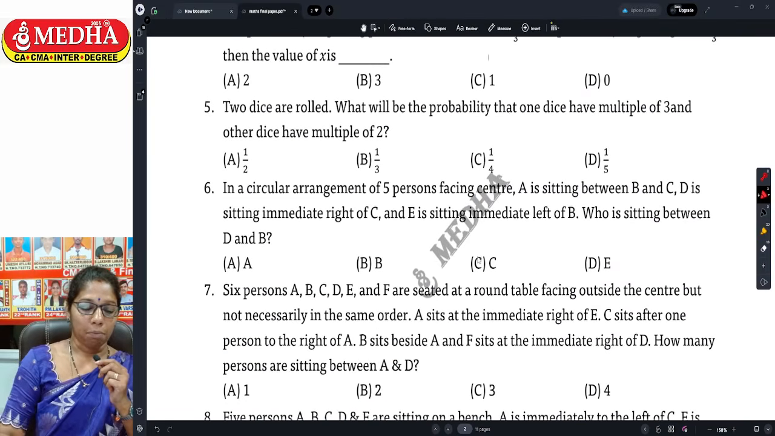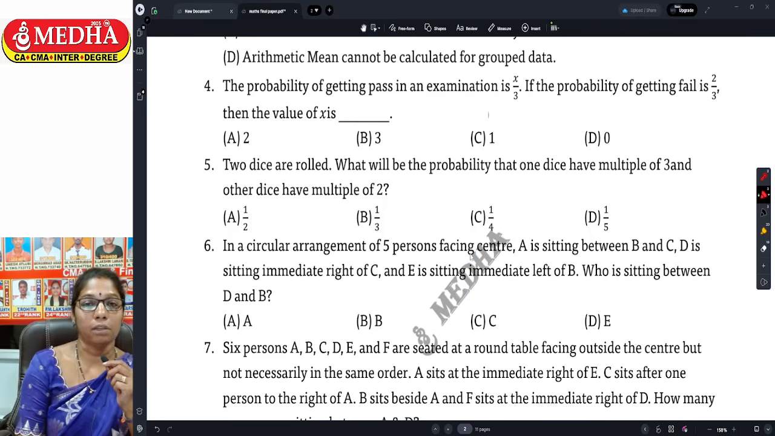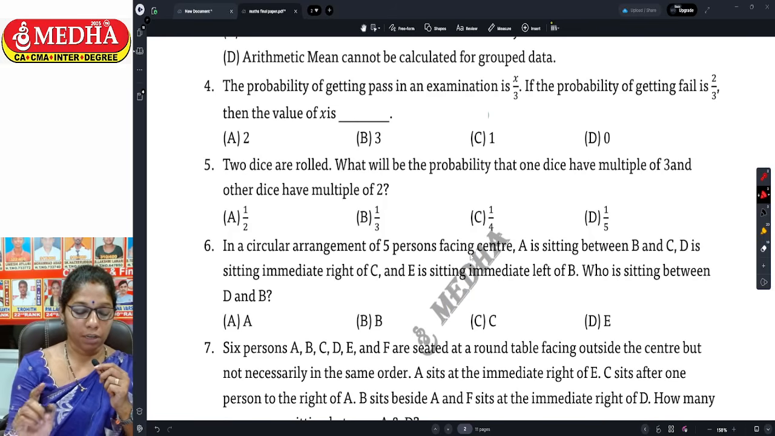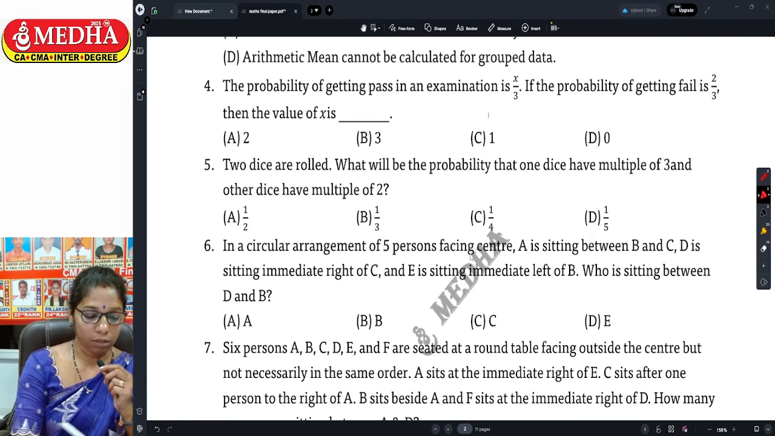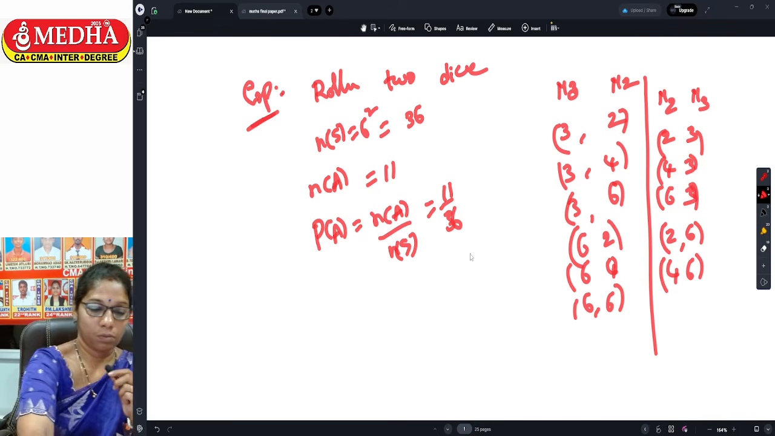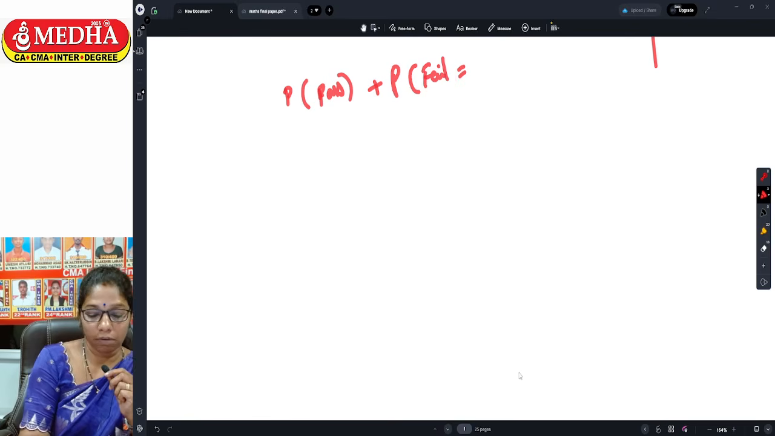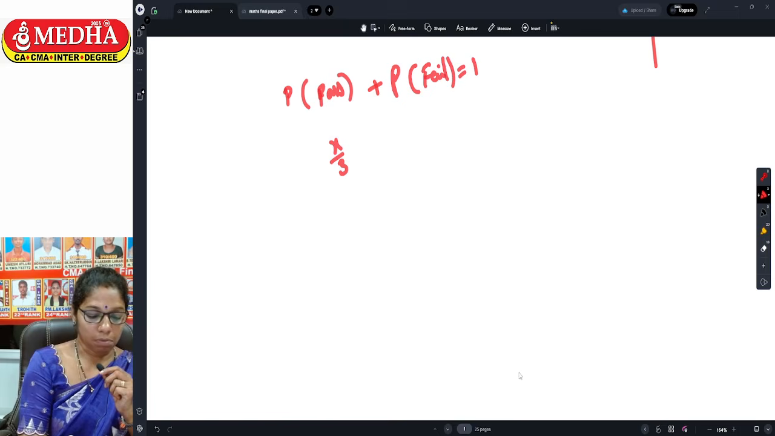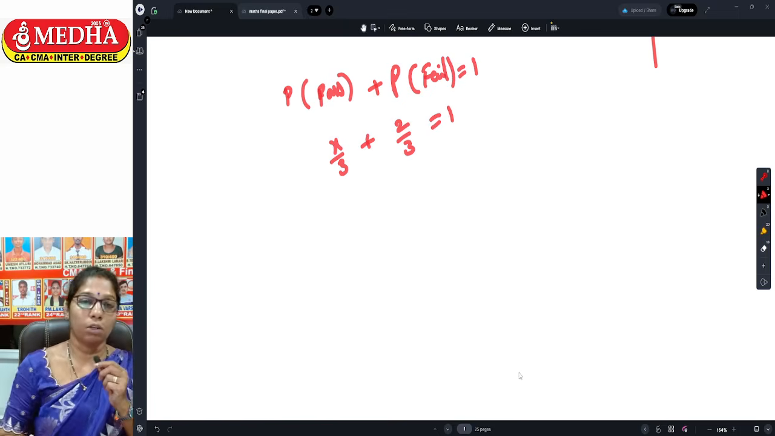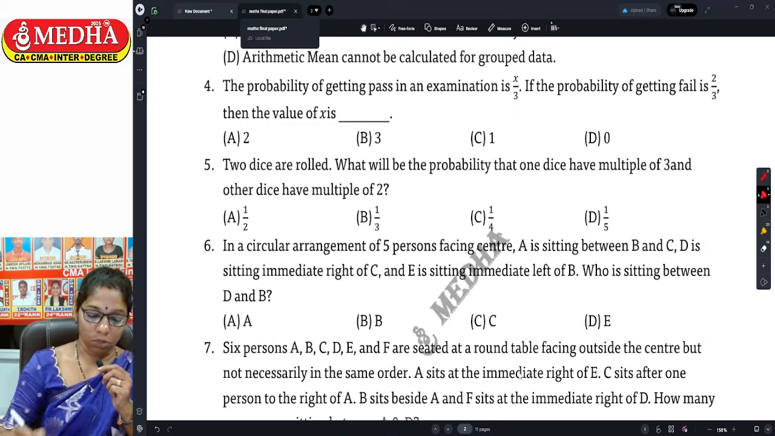From probability, the probability of passing an examination is x by 3 and the probability of failing is 2 by 3. The probability of occurrence and non-occurrence altogether is equal to 1. So the probability to pass the exam plus the probability to fail the exam is equal to 1. x by 3 plus 2 by 3 is equal to 1. x plus 2 is 3. x is equal to 1. The solution is 1.